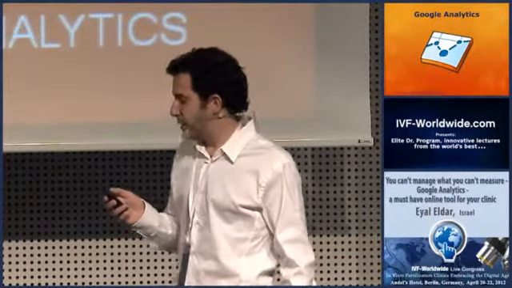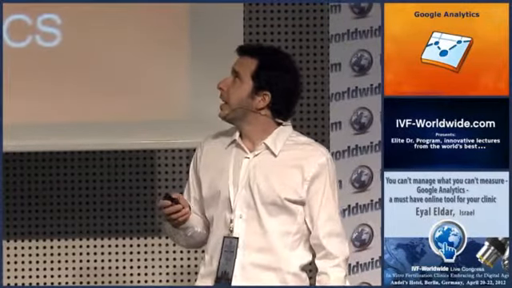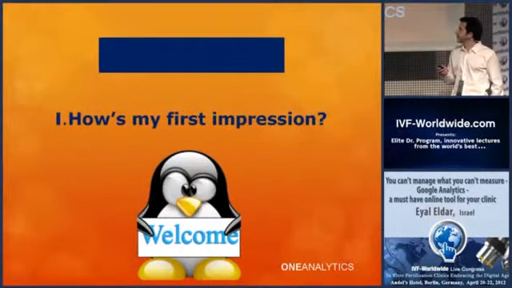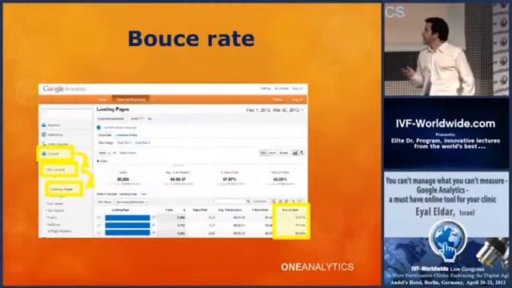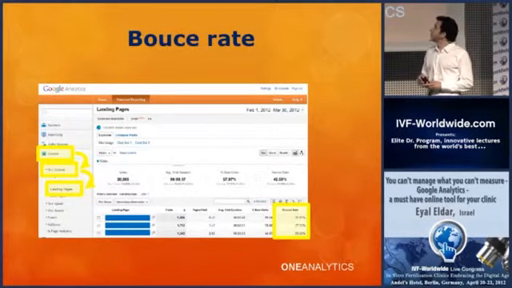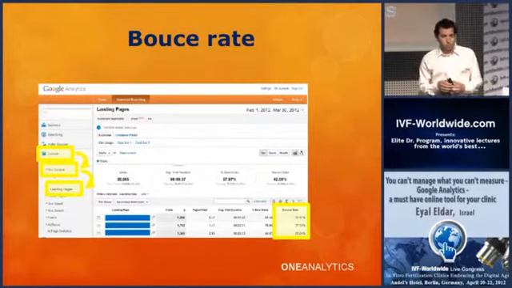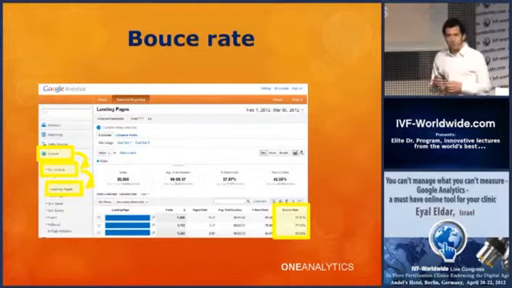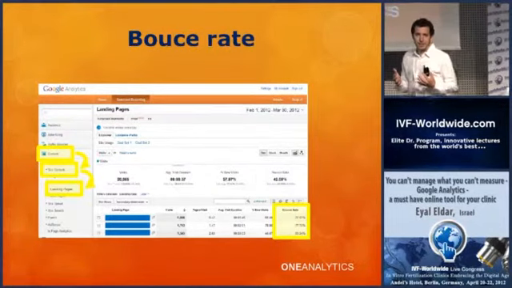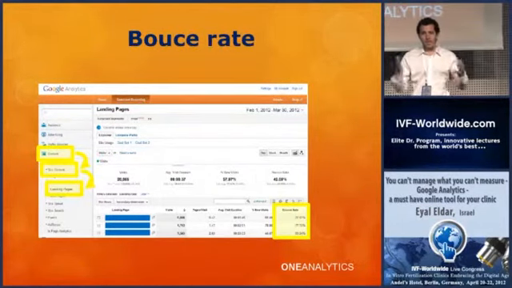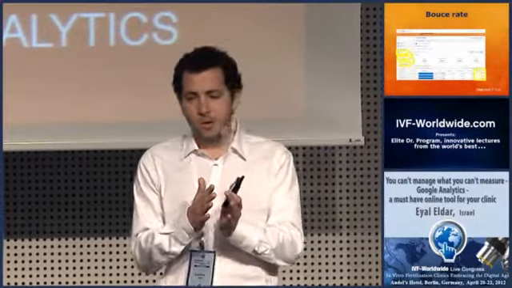Right, so the first question is the 7 seconds issue, right? How's my first impression? So basically the report that we're going to use to measure that is the bounce rate report. What is the bounce rate? A bounce visit is a visit in which someone lands on your site, comes to your website, and then leaves without doing any further interaction, right? So he just kind of bounces off. Okay, so you really want to decrease your bounce rate.